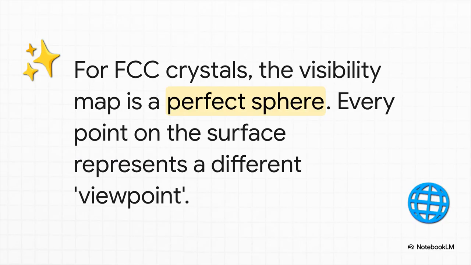Now, for the specific crystals in this research, they're called face-centered cubic crystals. Things like gold and aluminum have this structure. It just so happens that their visibility map is a perfect sphere. Super elegant, really simple shape. But as you're about to see, that beautiful simplicity, well, it creates a surprisingly tough problem.